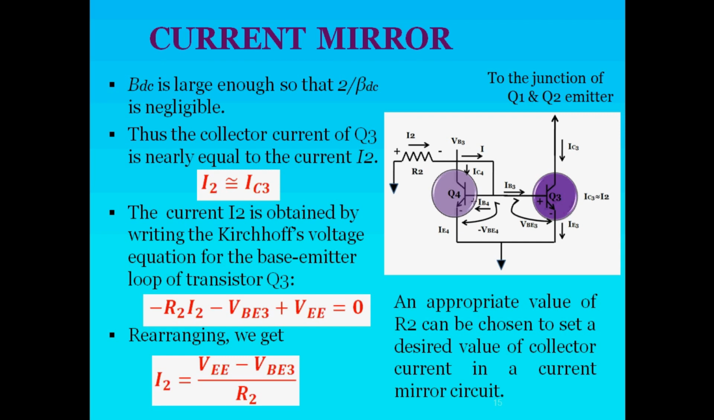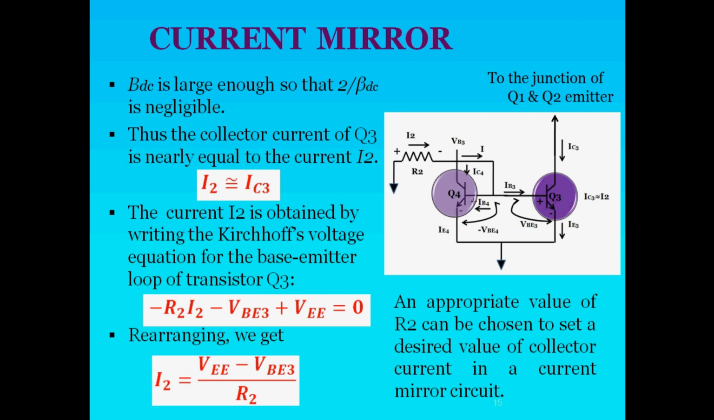Rearrange this equation for I2. So it is VEE minus VBE3 divided by R2. So I2 is the current which is dependent on the resistor R2 and the known values of VEE. As VBE3, we know that for silicon diodes and transistors it is 0.7 volt, and for germanium it is near about 0.3. So an appropriate value of R2 can be chosen to set a desired value of collector current in a current mirror circuit.